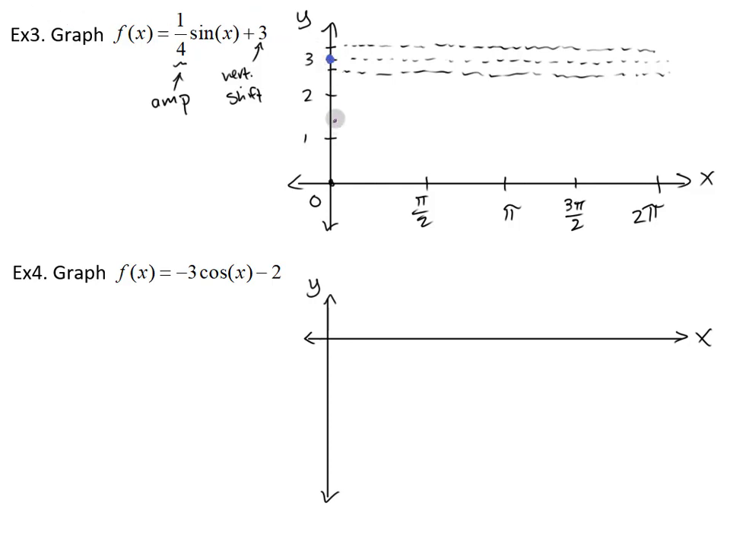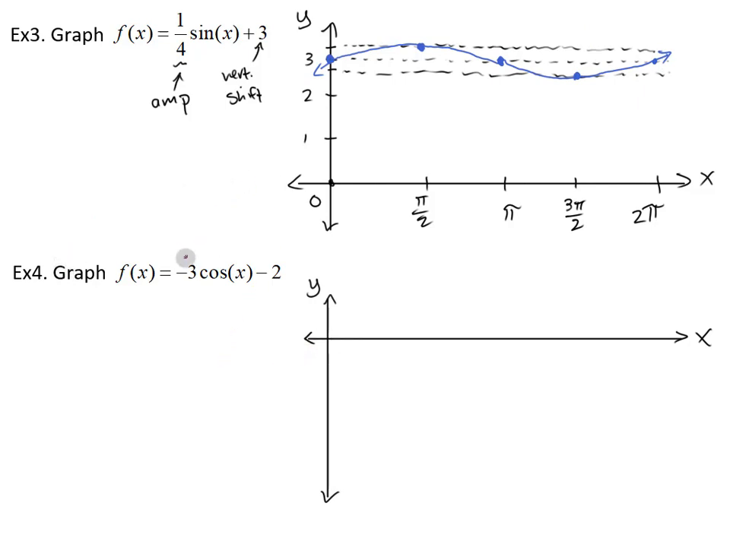So there's 0. And then it's going to go to the cliff, my maximum value. So at pi over 2, it's going to be at the highest point, up at 3 1/4. Back at pi, we're back down to the sand again, so in the middle of my graph at 3. At 3 pi over 2, we're at our minimum, 2.75, down 1/4 from 3. And then at 2 pi, we are back in the sand. So connecting those with our nice smooth curves, we get a graph that looks something like that.